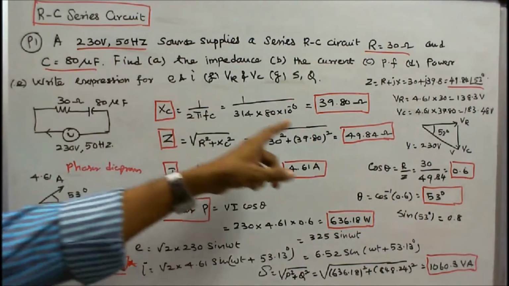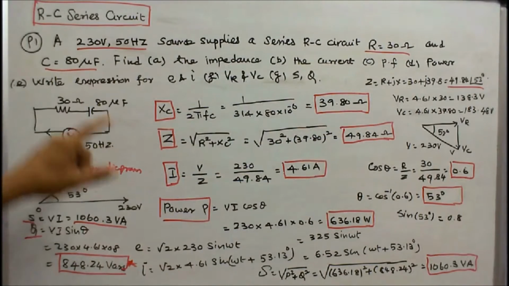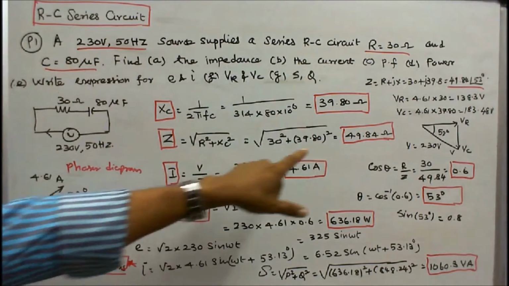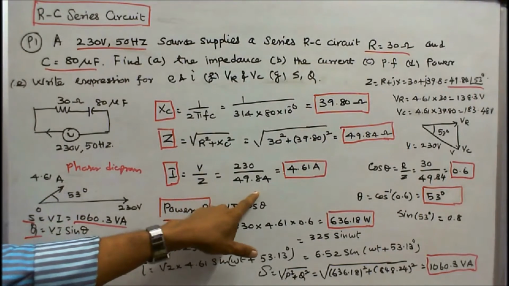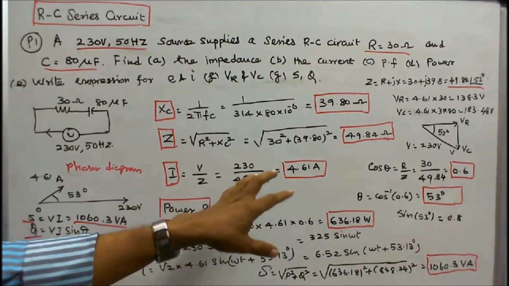Impedance is 49.84 ohms. I know the voltage, 230. I know the impedance, so I can find the current. I is equal to 230 by 49.84, that is equal to 4.61 amps.